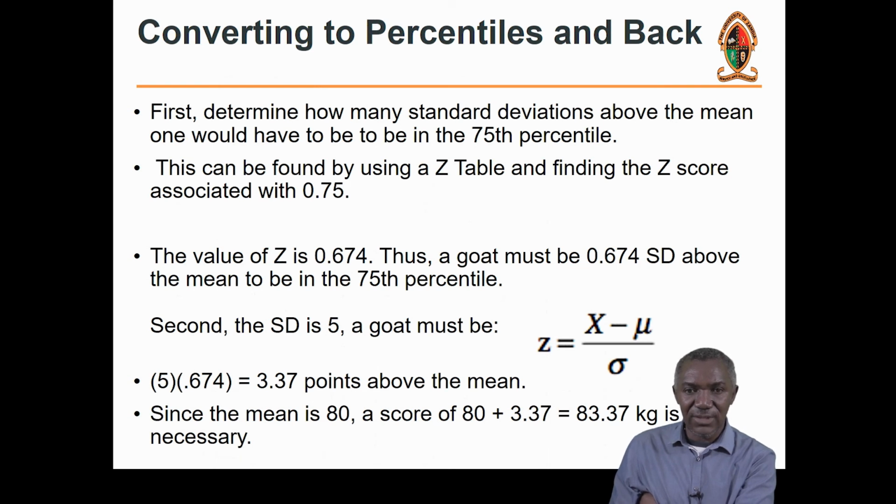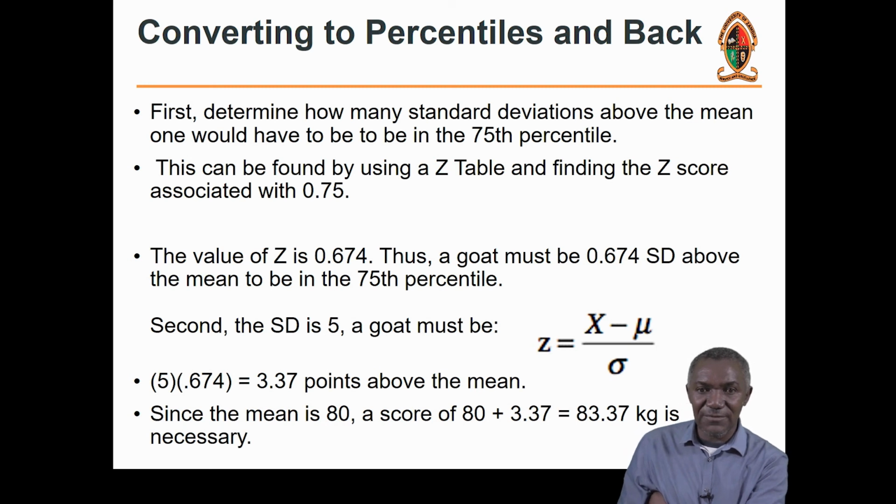Now we have the z-score, so we can put the z-score in this formula and estimate the raw value. We have the z-score of 0.674, and here we have the x, which is what we are trying to derive. The mean is 80, the standard deviation is 5. So when we calculate this, we find that the actual weight is 83.37.